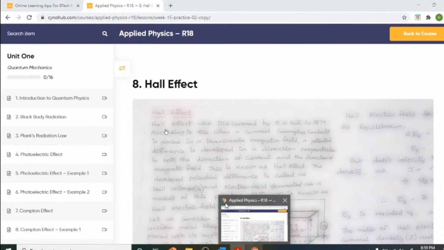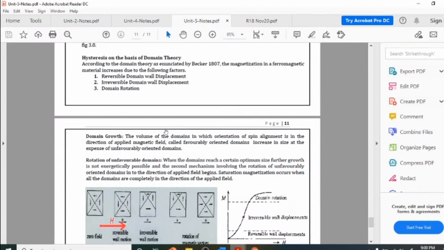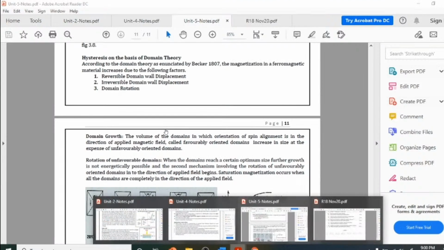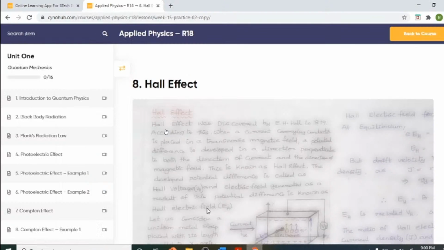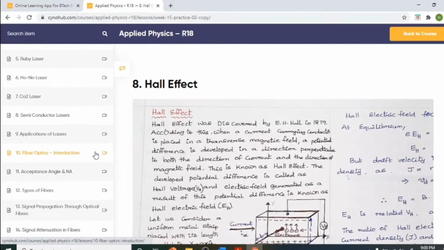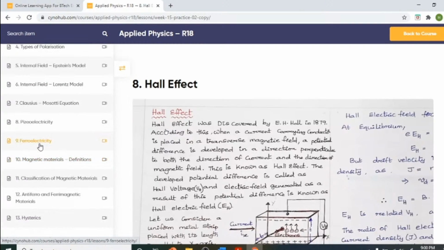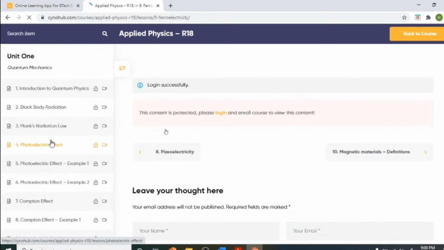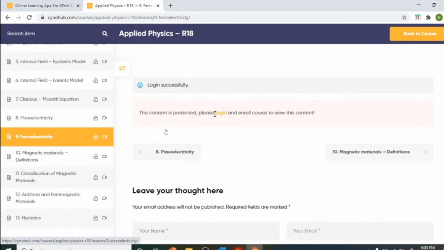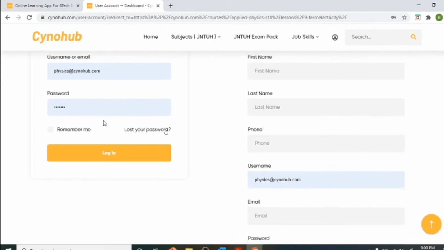This is all about the concepts of all 5 units that we have come across. And you have the videos as well. I would be showing any particular video from the 4th or 5th units. Let us say you want the video on ferroelectricity. I would show you that ferroelectricity video. Right now I am clicking on it. One more time I need to log in. I would do it, and then ferroelectricity I would do.